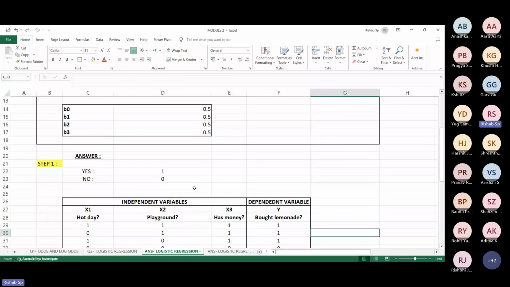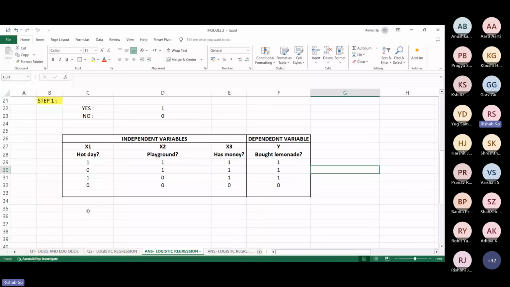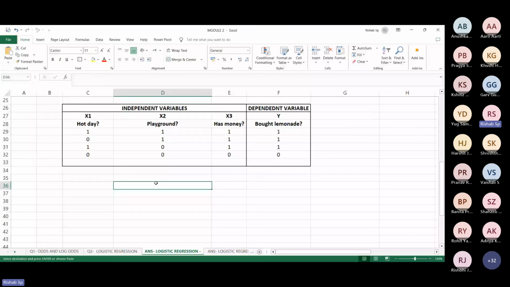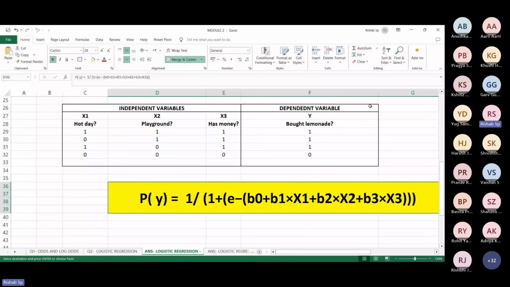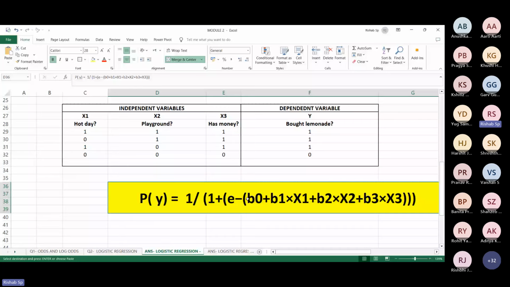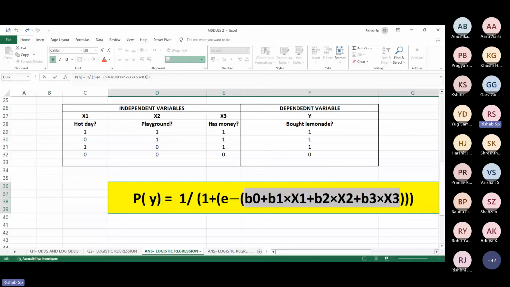We'll use the equation. Fine. So what's the equation? I'll copy this. So we have an equation. This is our equation. In the first step, we changed the yes or no to 1 or 0. Next, simply, we'll find initially this part. We'll find the linear regression part. Fine. Okay. So step 2.